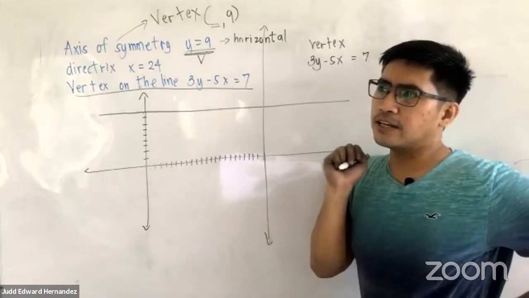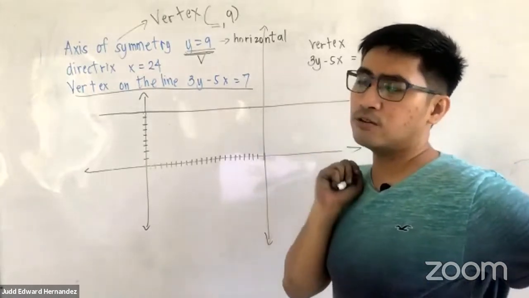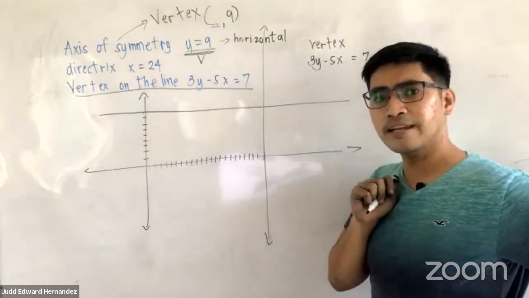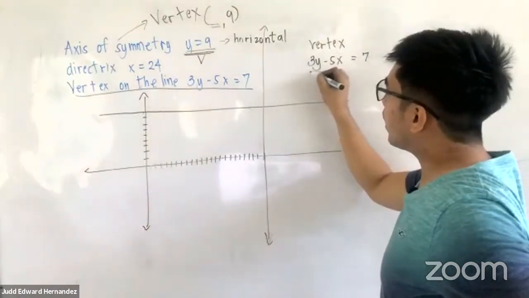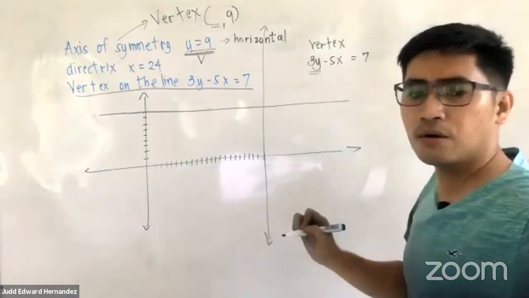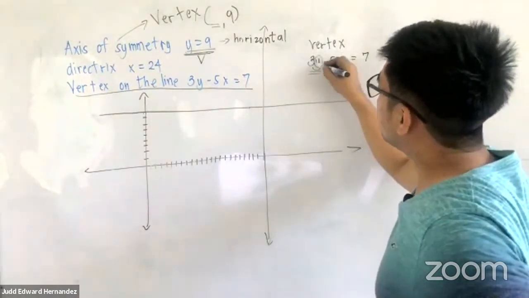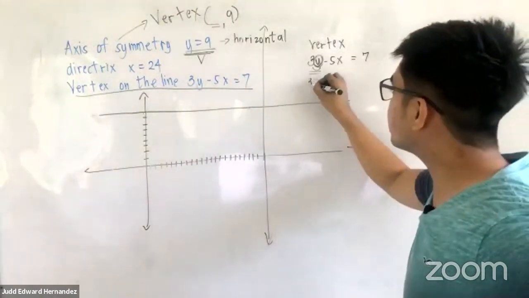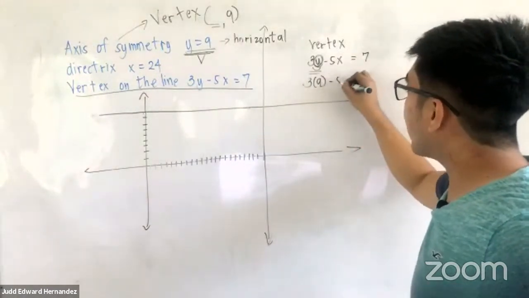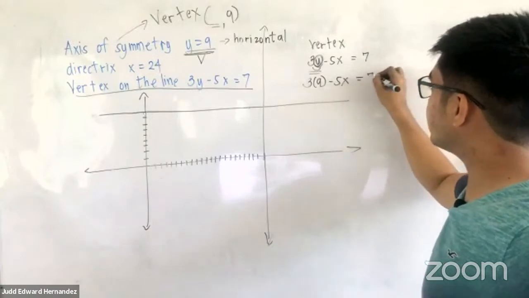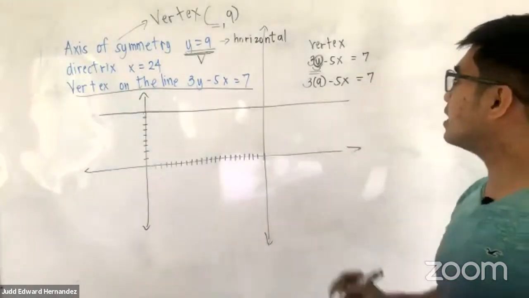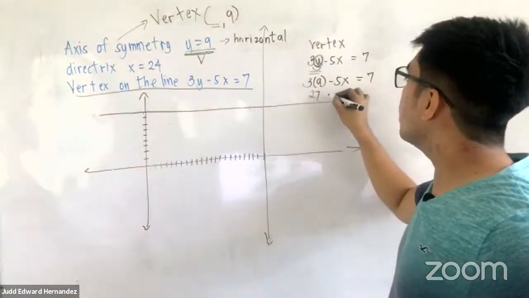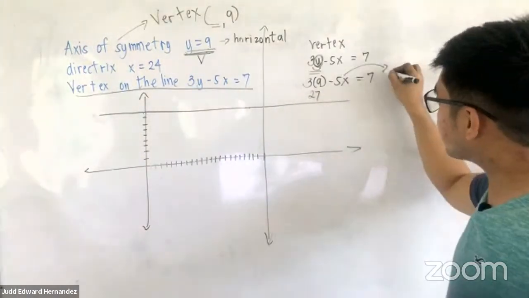Sabi sa akin ni sir kanina, may y value na daw si vertex. Ano yung y value ni vertex? 9. Di ba may nakita kang y dun sa equation? Anong gagawin natin dun? Substitute. Yung y na to, palitan natin nung 9. Therefore, this becomes 3 times 9 minus 5 times x is equal to 7. What is 3 times 9? 27. Yung negative 5x, ililipat ko sa kabila.